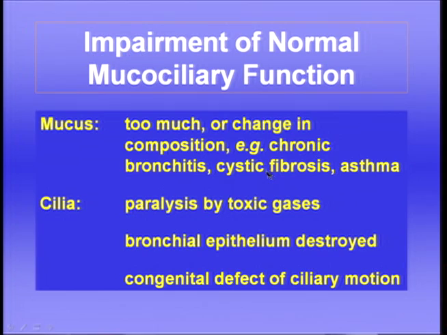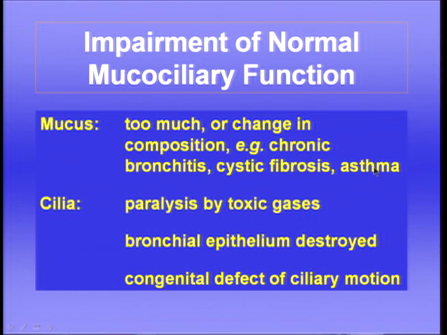Cystic fibrosis is another congenital disease. In that case, the mucus is abnormal. The composition of the mucus is abnormal, and the patients have a hard time getting rid of it. The same is true in asthma. We don't normally think of asthma as being associated with a lot of mucus, but it turns out that the mucus in asthma is very difficult to move.